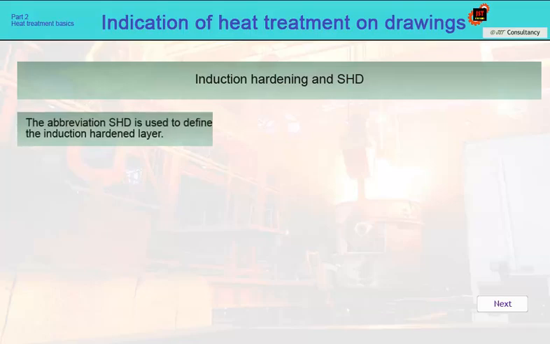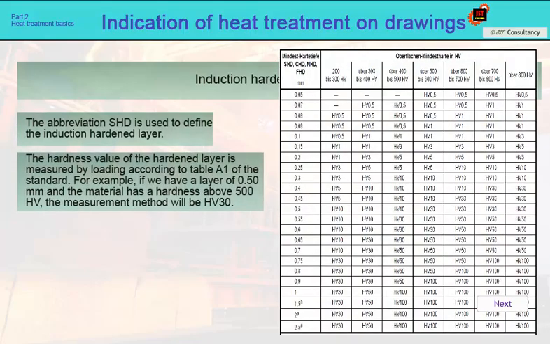Depending on the requested depth and the resulting hardness of the material, the minimum load values are selected according to Table A1 of the standard. For example, if we have a layer of 0.5 millimeters and the material has a hardness above 500 HV, the measurement method will be HV30.